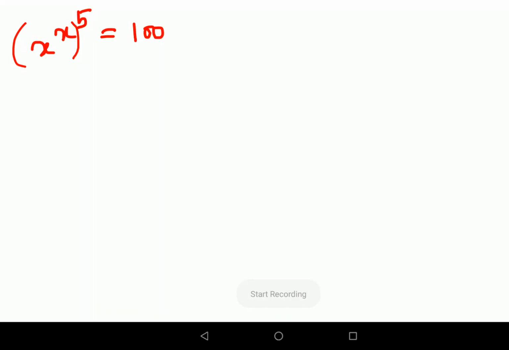Welcome everyone. So today we're going to solve this particular question. This looks tricky because we have x raised to x the whole raised to 5 equals 100.